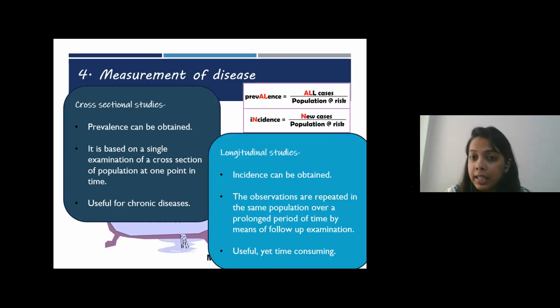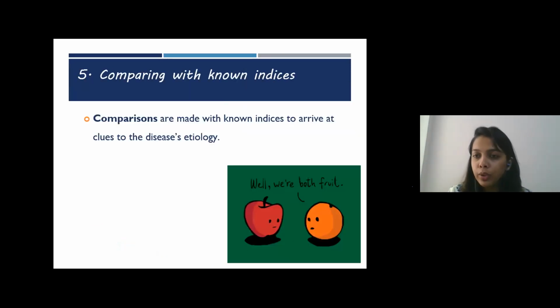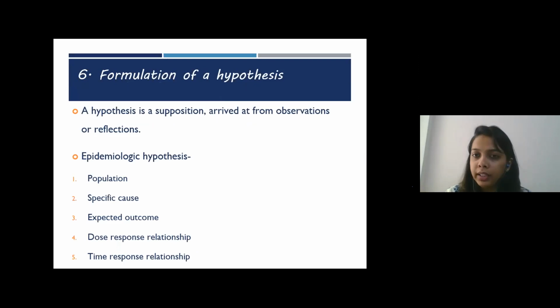But if you're looking at the incidence, we need to do longitudinal studies. Longitudinal studies, when you do them over a period of 5 years, will tell you how many new cases of that particular condition have been there in the last 5 years. So it gives you an idea of the incidence, and it is quite useful, but it takes much longer to do than a cross-sectional study. Once you have your information, you compare it with known indices, or say previous year's values or your neighboring states' values, depending again on the aim of your study. And then you formulate a hypothesis.